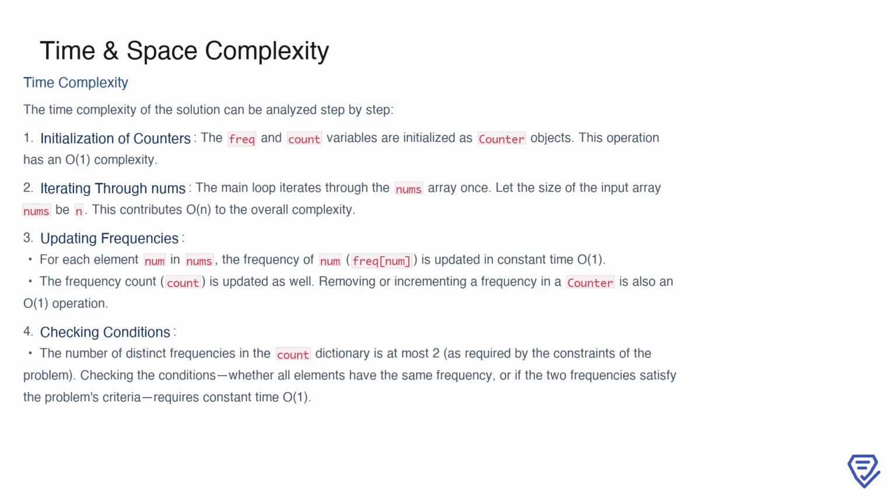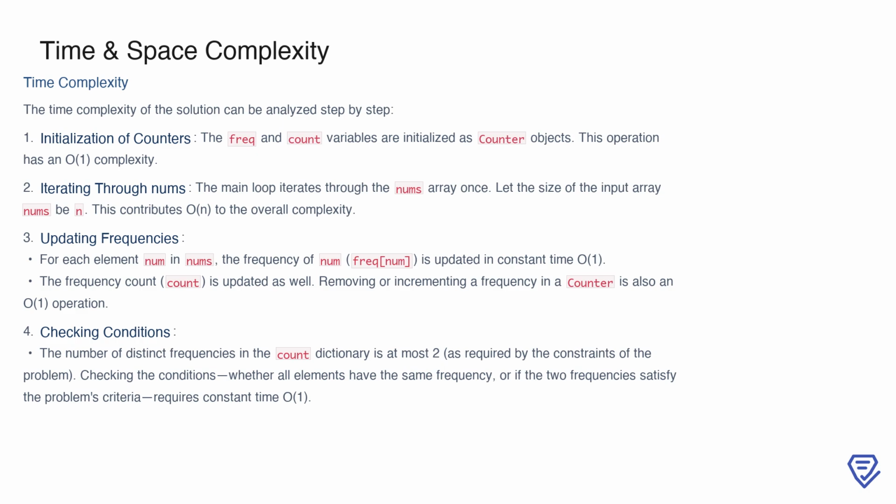To analyze the time complexity of the solution, we break it down step by step. First, initializing the frequency and count dictionaries as Counter objects is an O(1) operation. Next, the main loop iterates through the nums array, and if the size of nums is n, this contributes O(n) to the overall complexity. Within this loop, for each number in nums, its frequency is updated in O(1) time, as modifying a dictionary entry is a constant time operation. Similarly, updating the count dictionary, which tracks the number of elements at each frequency, also involves constant time operations like incrementing or removing a frequency.